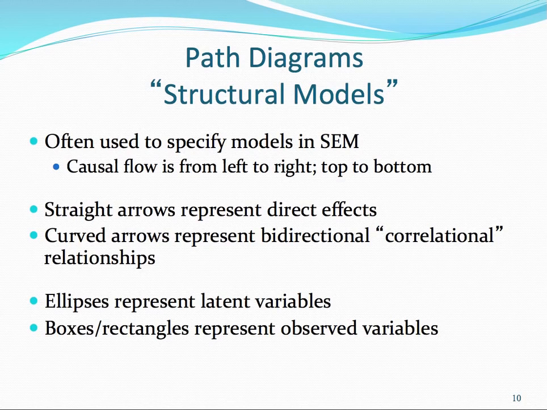In our structural models, we have straight arrows to represent direct effects, so an independent variable predicting a dependent variable, and curved arrows to represent bidirectional or correlational relationships between 2 variables. Similar to our measurement model, we have ellipses to represent our latent variables, and boxes or rectangles to represent observed variables or indicators.